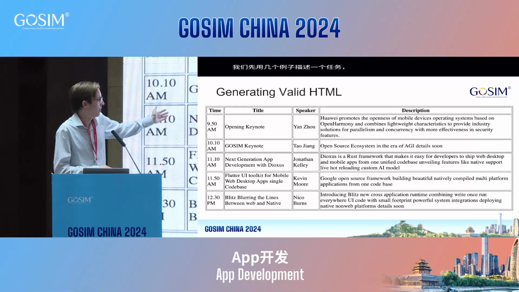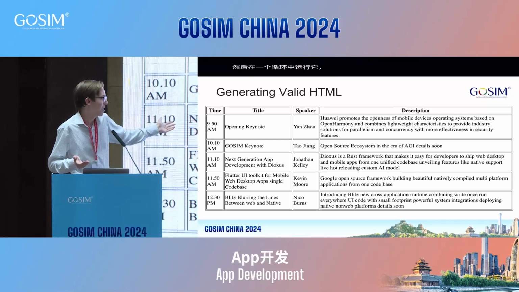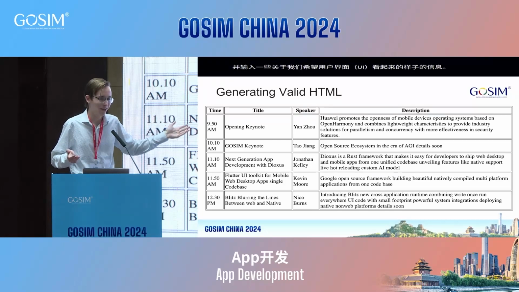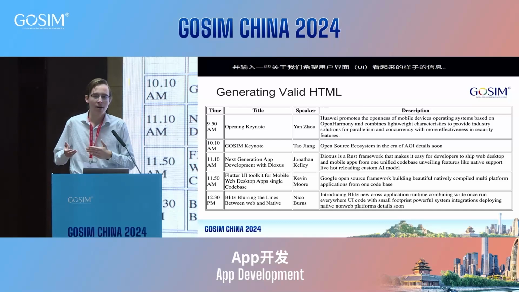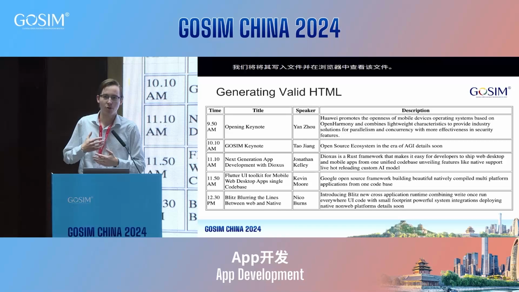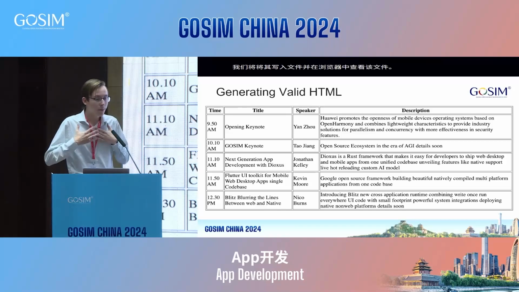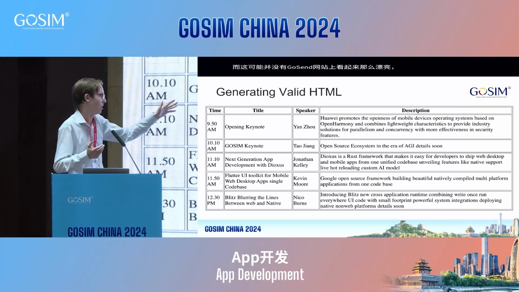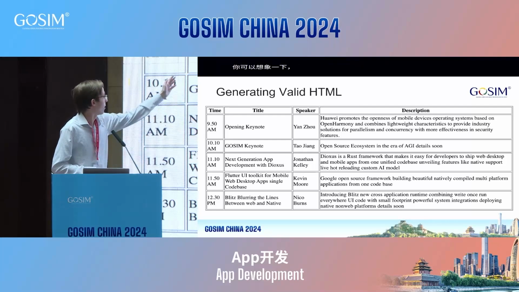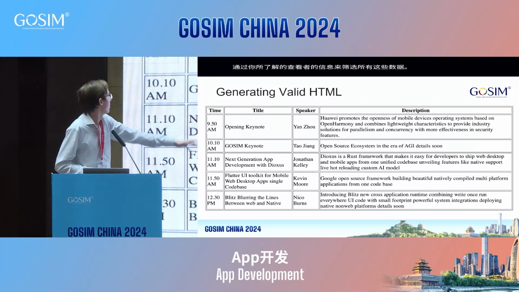So here's one example of what that might output. Now this is not as pretty as the GOSIM website actually has, but you can imagine filtering all this data on information that you know about the person who is viewing it. So if I'm interested in Dioxus, I might see only the talks by Jonathan and Nico instead of all the other talks. Or I could color those in different colors, filter out the titles, and just view the speakers and description.